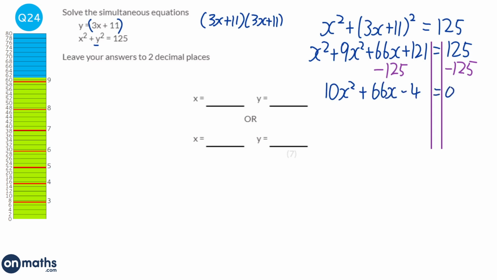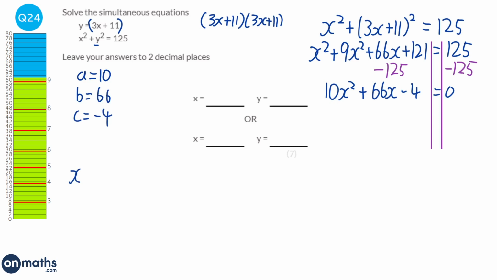Now it says it wants our answers to two decimal places, so chances are these won't factorise nicely, so we're going to be using the quadratic formula. And so we need to find out what a, b and c are. So a is the number before the x squared, the coefficient of the x squared, which is 10. b is the coefficient of the x, which is 66, and c is the number on its own at the end, which is minus 4.